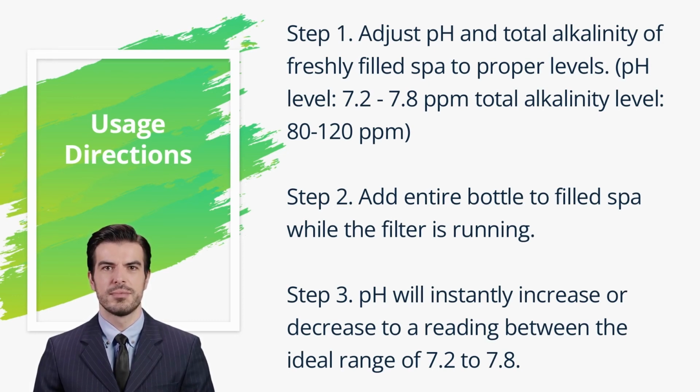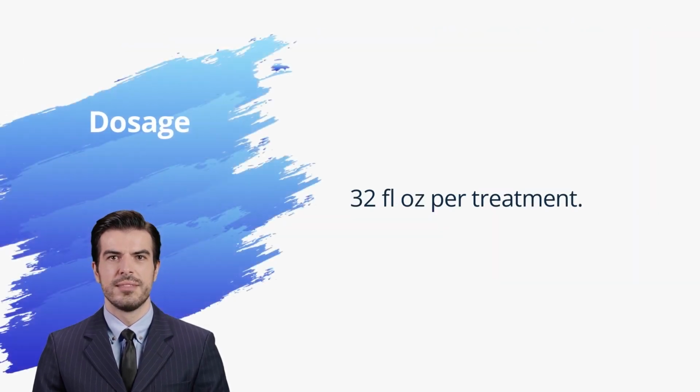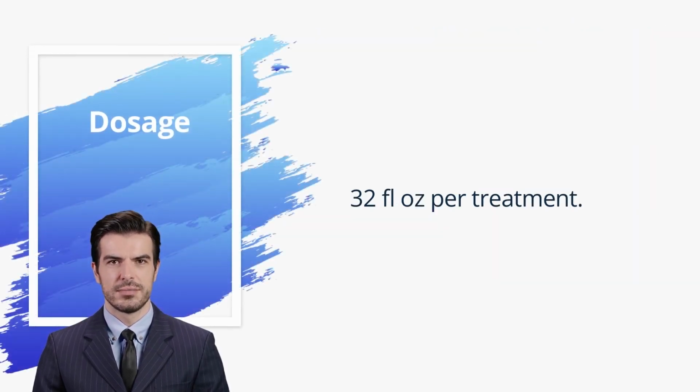Step 3. pH will instantly increase or decrease to a reading between the ideal range of 7.2 to 7.8. Dosage: 32 fl oz per treatment.